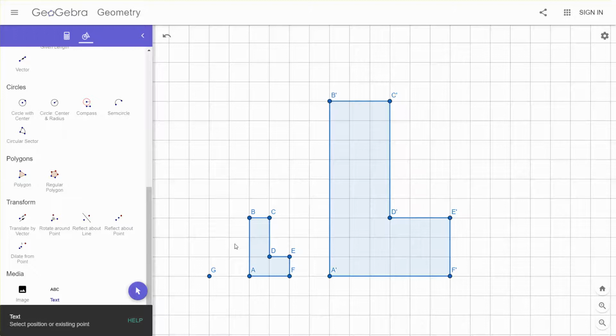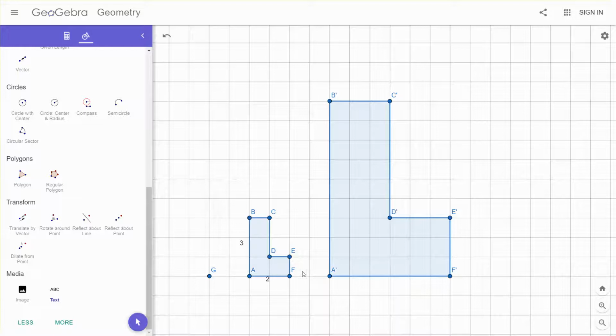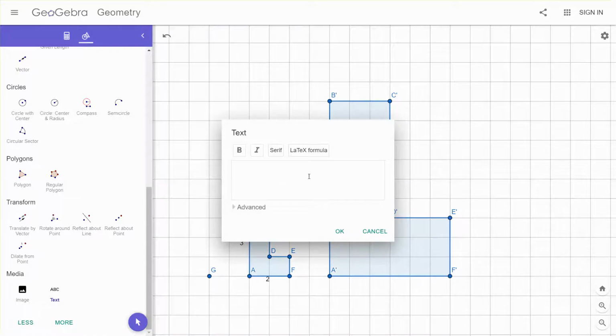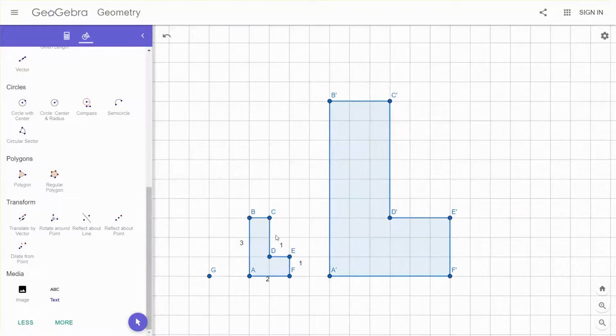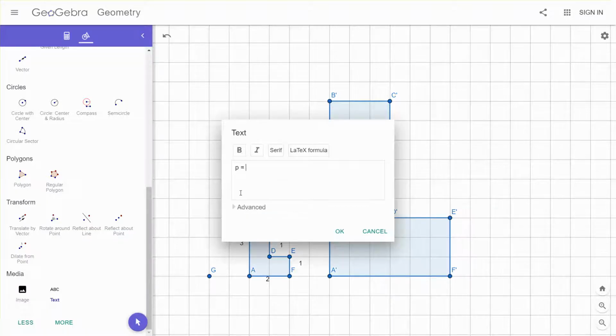We have a side length from A to B as 3, a side length from A to F as 2, a side length from E to F as 1, a side length from D to E also as 1, a side length from D to C as 2, and a side length from B to C as 1. So if you add all of these up, 3 plus 2 is 5, plus 1, 6, 7, 9, 10. So the perimeter of this shape is equal to 10.